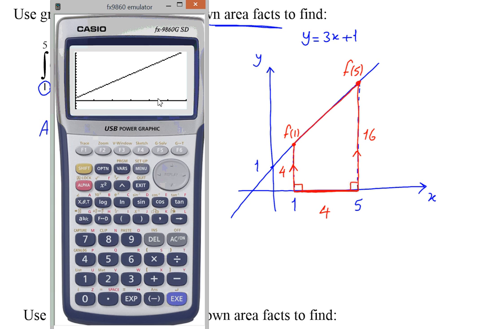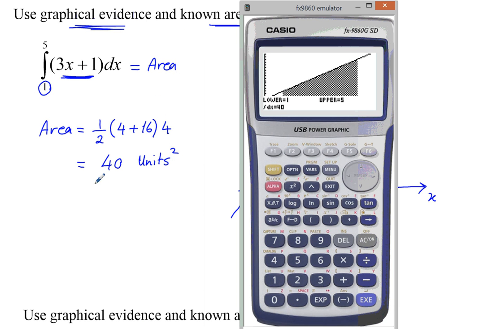Now, to find the definite integral, you go to gsolve, and then you can't see integral here, so you go to the next screen, and then it's F3, integral. Now the calculator is waiting for you to enter the boundaries. So our lower boundary is 1, so you go 1, enter, and then waiting for the upper boundary, which is 5, enter. The calculator shades the area, and it tells you here that for the lower boundary of 1 to upper boundary of 5, the area is 40, which is what we found before.